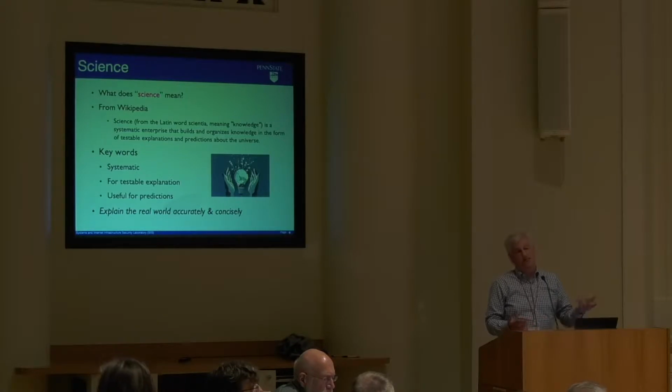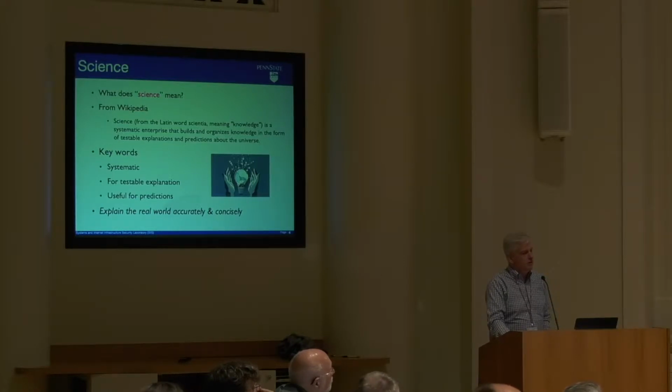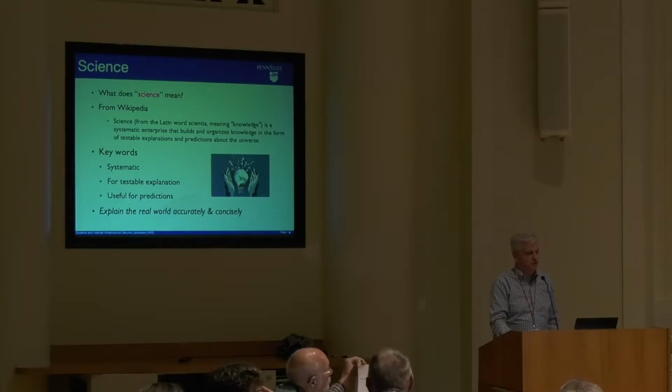And when you put science in Google, Wikipedia comes up, and it seemed like that was a reasonably useful definition, where they talk about science being a systematic enterprise that builds and organizes knowledge in the form of testable explanations and predictions about the universe.